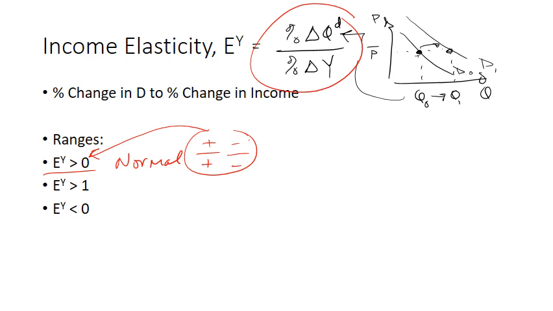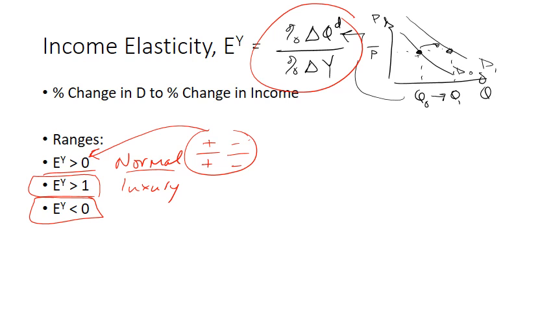If you in fact get a value greater than 1, they often refer to this as a luxury. Okay, still a normal good, but they're going to tell you that it's a luxury good because it is income elastic. In other words, it tends to be quite sensitive to changes in income. If you get a number between 0 and 1, it's normal, but they usually are going to refer to these as necessities or income inelastic because it's not particularly sensitive to changes in income.